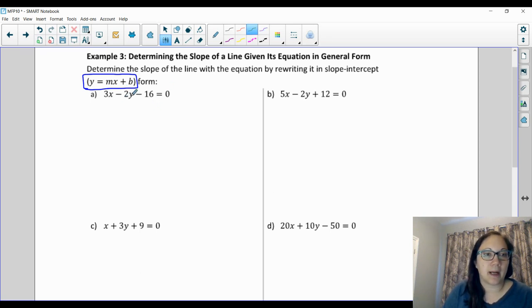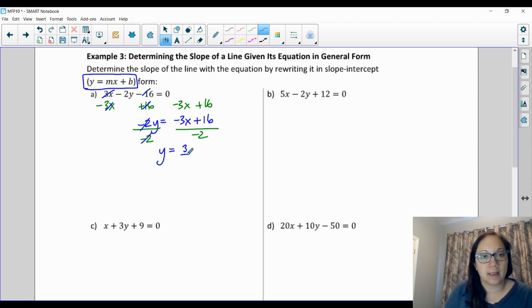Okay, so I'm going to start by trying to get my y term by itself. So I'm going to subtract 3x and add 16 to both sides. Okay, so that allows me to have negative 2y on the left and negative 3x plus 16 on the right. I want to have just a single positive y by itself, so I'm going to divide each side by negative 2. And that leaves me with y equals, well, negative 3 over negative 2. A negative divided by a negative becomes positive again. And positive 16 divided by 2 is -8. So there is our final equation.